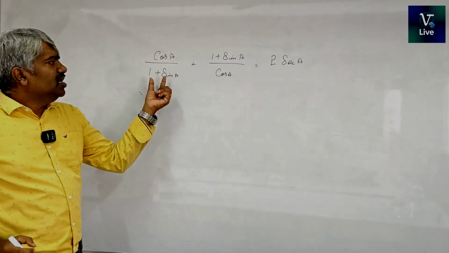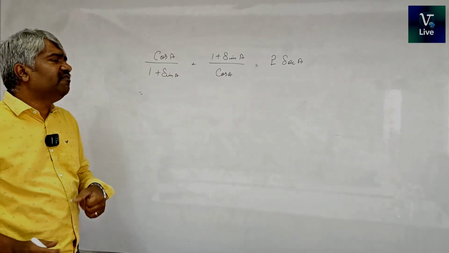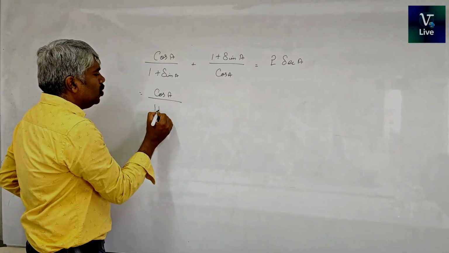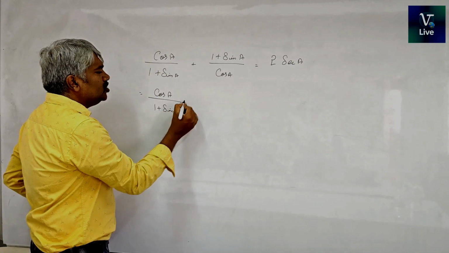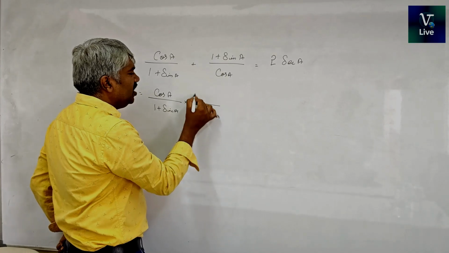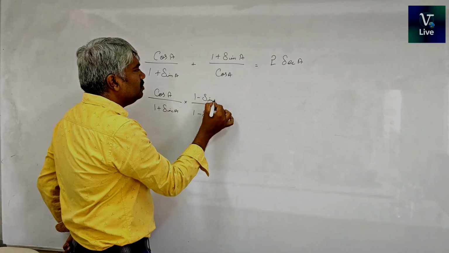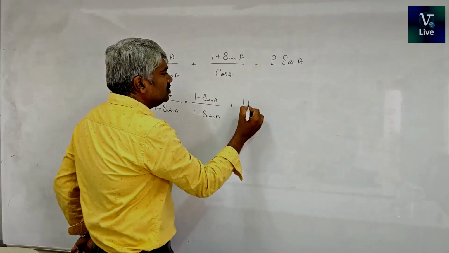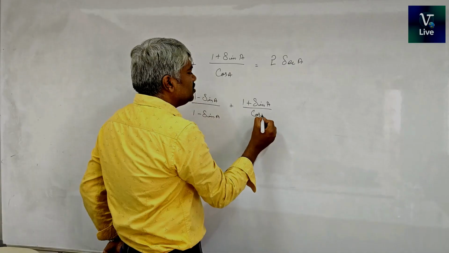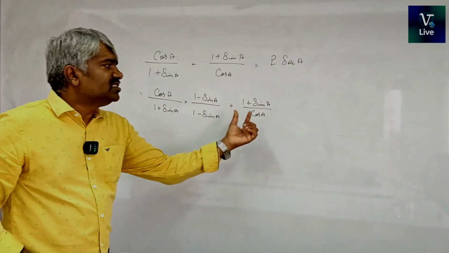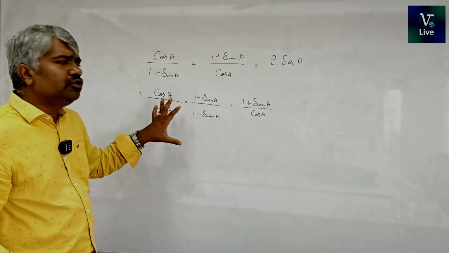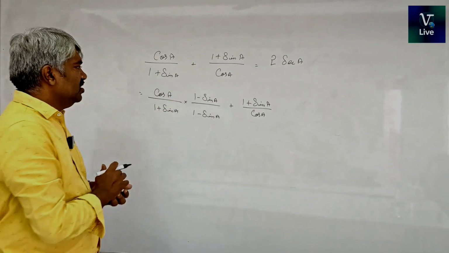Okay? Since we have two terms in the denominator, you can find the conjugate for this. So cos A by 1 plus sin A, the conjugate of this is 1 minus sin A, into 1 minus sin A, plus 1 plus sin A by cos A. Okay, I am not going to touch this term at present because I don't have two terms in the denominator. First, I am going to solve the first term, right?